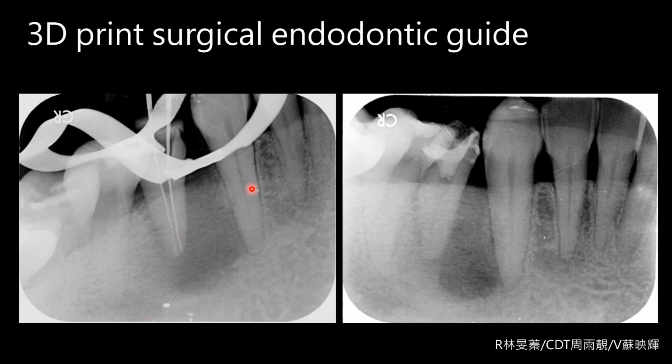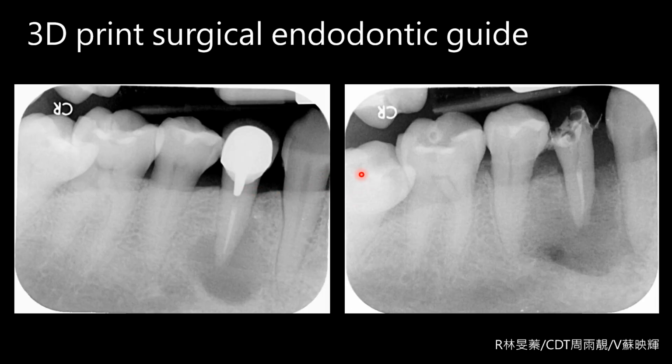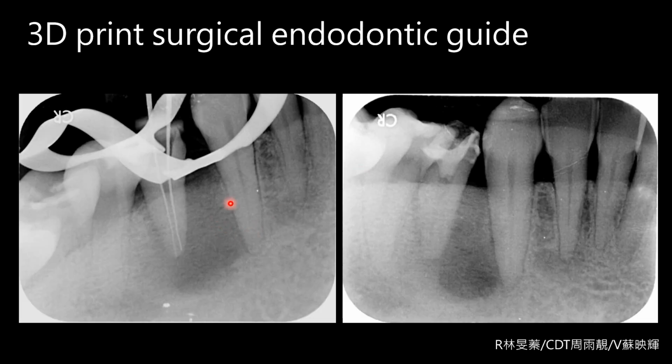This time we thought it was a small case. It was a piece of cake. We didn't perform the CBCT. I thought maybe we just retreat it and it will heal. So we performed the root canal treatment, and after we used a microscope, we found a second canal here. So it's a two-canal lower first premolar.